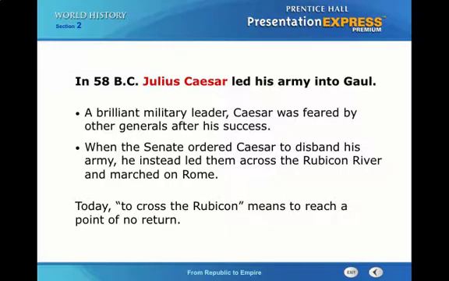And so, especially the Senate orders Caesar to disband his army, and Caesar marches his army to the Rubicon River, which would be the northern border of Italy, the Italian peninsula. And at that point, he has to make a decision. Do I march on Rome and commit treason and possibly die? Or do I leave my army here, ride into Rome, and definitely die? And he takes the option of marching on Rome. And to this day, to cross the Rubicon means to reach a point of no return. So don't be surprised to see that on the test.